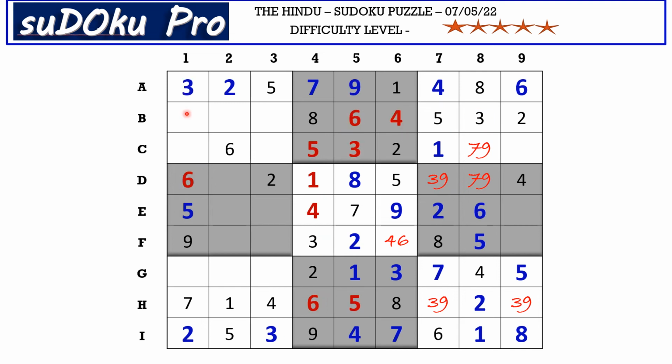Now in column 1 there are 3 empty cells, and the missing numbers are 1, 4 and 8. There is 4 and 8 blocking from here. So B1 takes 1. And there is a 4 here in G row. So G1 takes 8 and C1 takes 4.